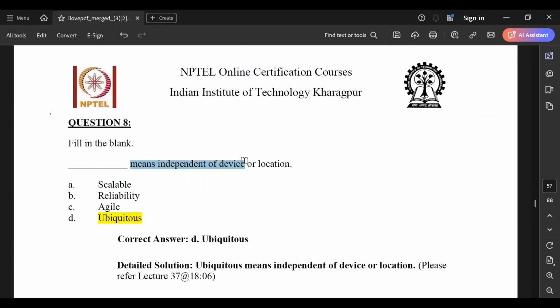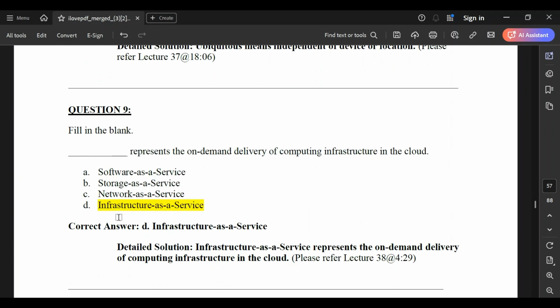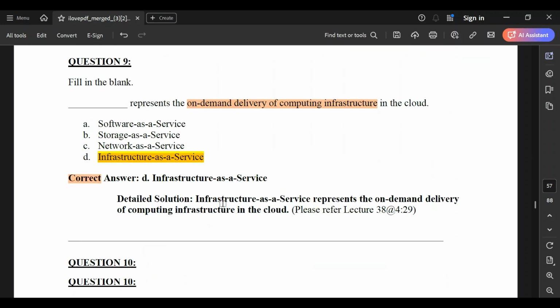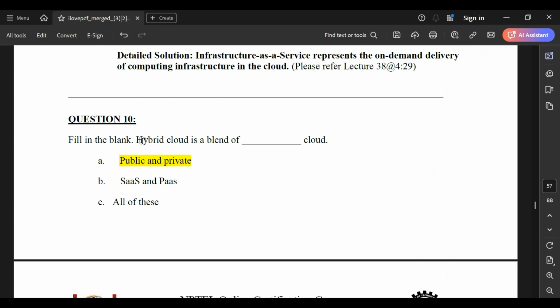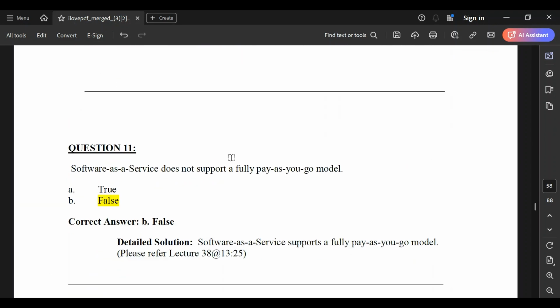Means independent of device or location. So ubiquitous. Ubiquitous means you can search on Google also. Represents the on-demand delivery of computing infrastructure in the cloud. So infrastructure as a service is there. Moving to the next one, hybrid cloud is a blend of, so they are a blend of public and private. So public and private cloud is there.